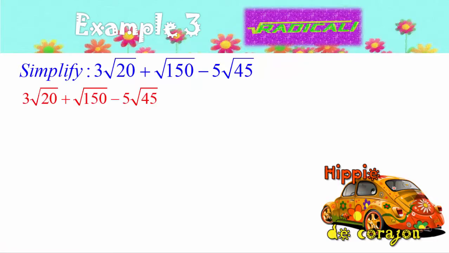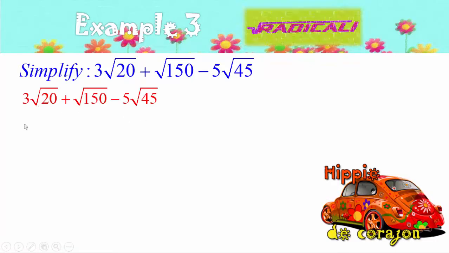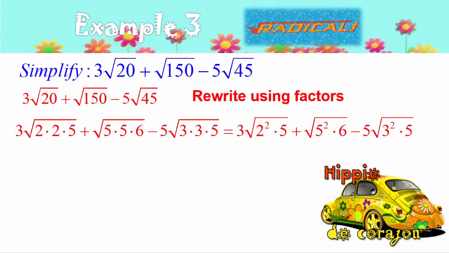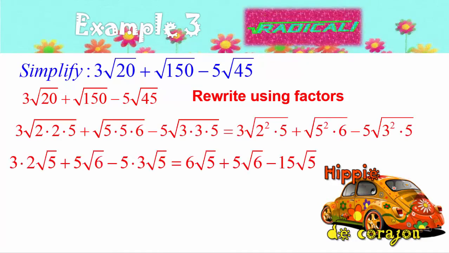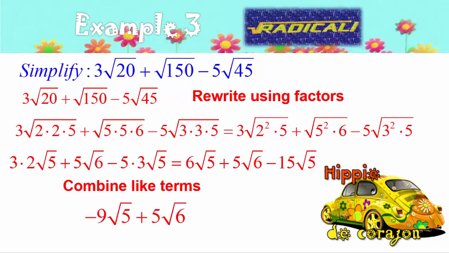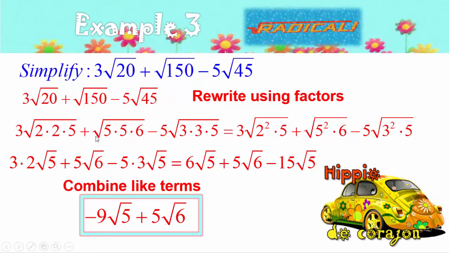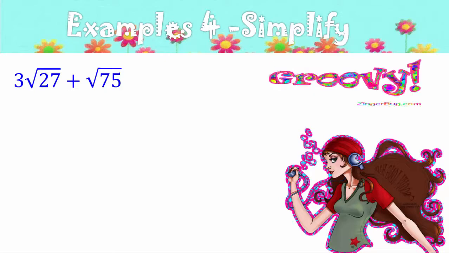Reviewing what we just did, we simplify the radicals, we rewrite using factors, and there it's rewritten, and then we combine the like terms, and we get -9 square root of 5 plus 5 square root of 6 as our final answer. In example number 4, we're asked to simplify 3 square root of 27 plus square root of 75. So let us go over to the whiteboard and work this one out.